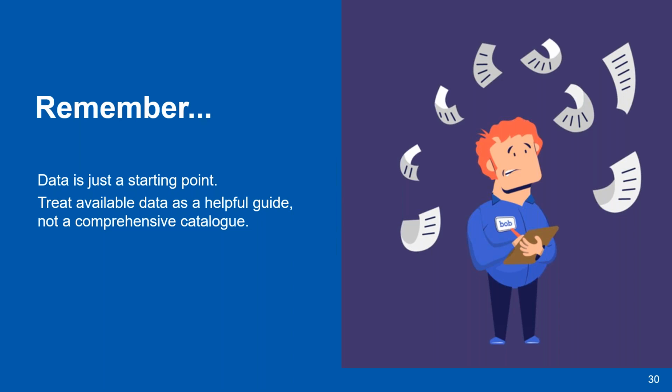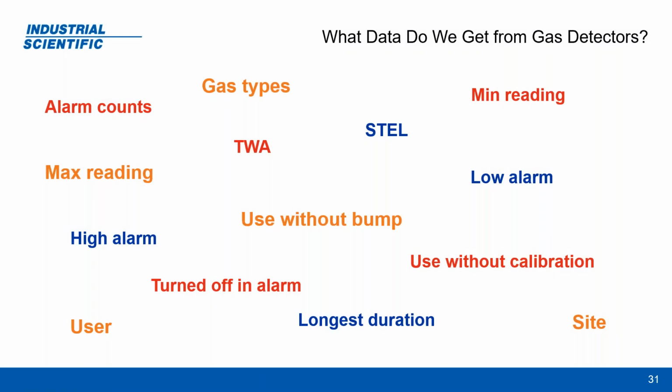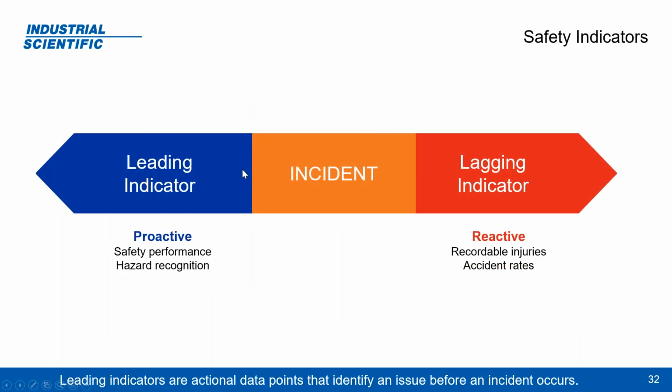Having data is just a starting point. Knowing what to do with it, doing the right thing with it, and using it to make the right decisions is what's going to change the game. You need to look at how you can take that data and turn it into action. And again, we'll go back to all these things that come to us from our gas detectors, what they can mean to us, and how we can use them to enhance our gas detection program.